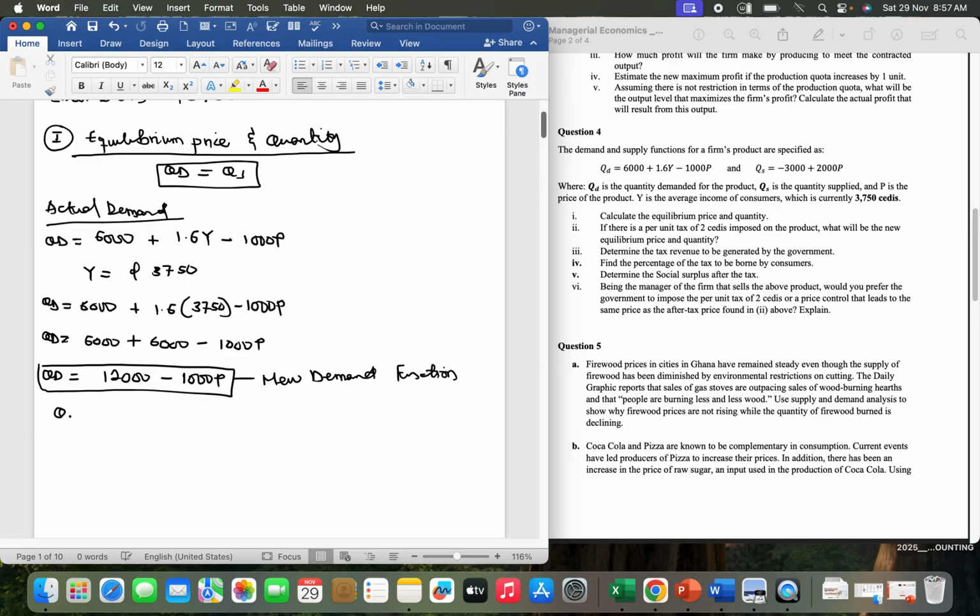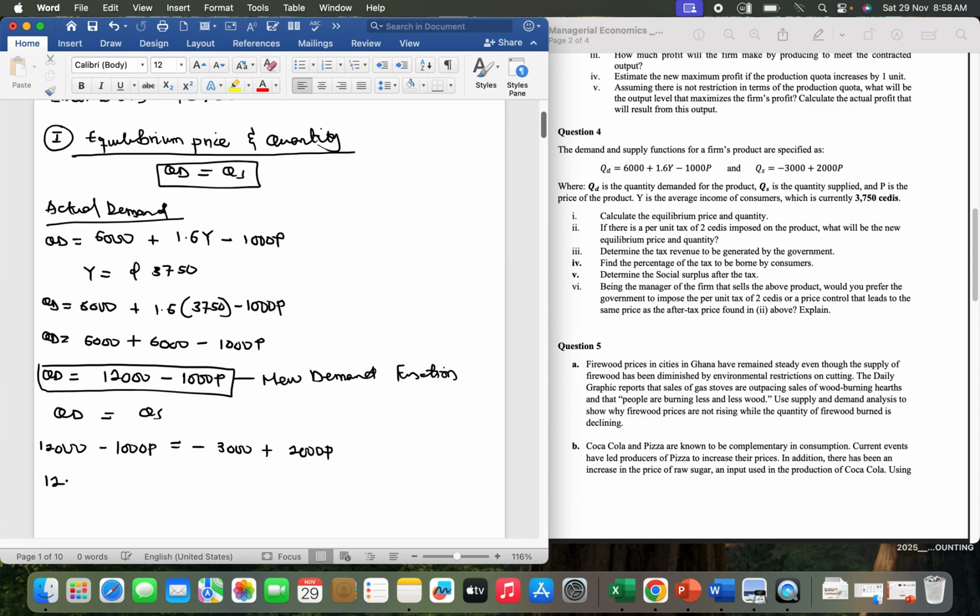So now we can start. QD is equal to QS, where QD is 12,000 minus 1000 P is equal to QS. QS was given in the question as minus 3,000 plus 2,000 P. We group like terms.